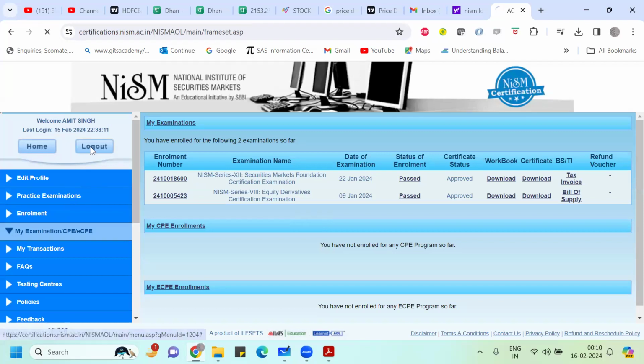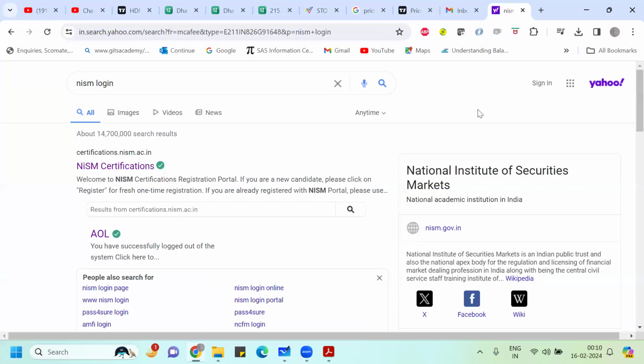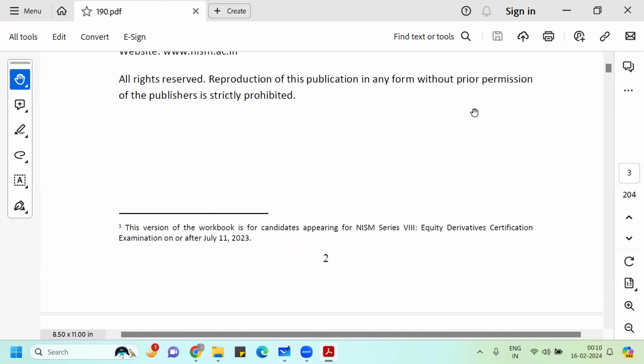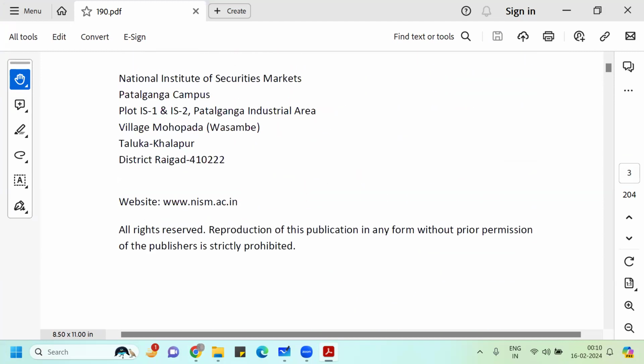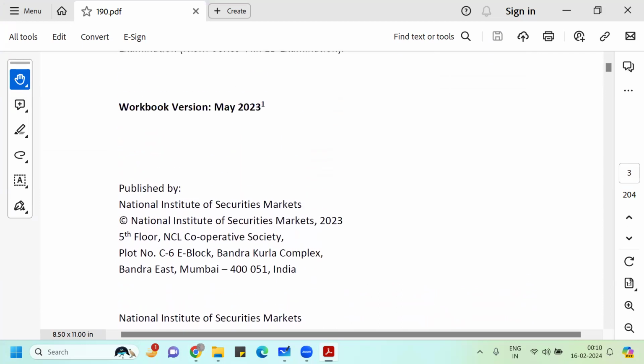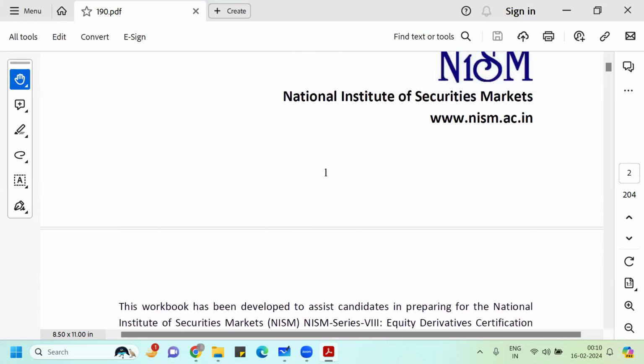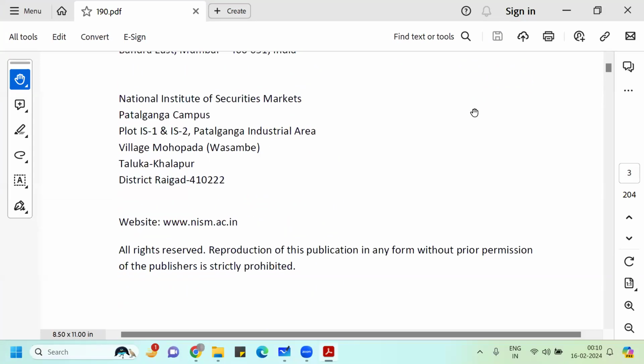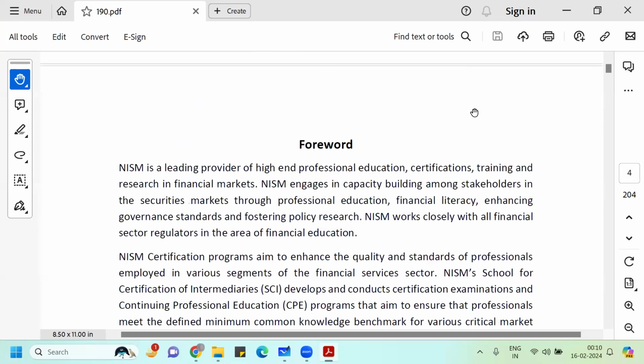Anyway, I just tried to make this for your basic understanding: in case you have not updated yourself in the NISM portal, the first thing before you start preparing for the exam is to make your user ID and password on the NISM website. Once you are done with all the registration homework of NISM, then you are most welcome to attend my class.